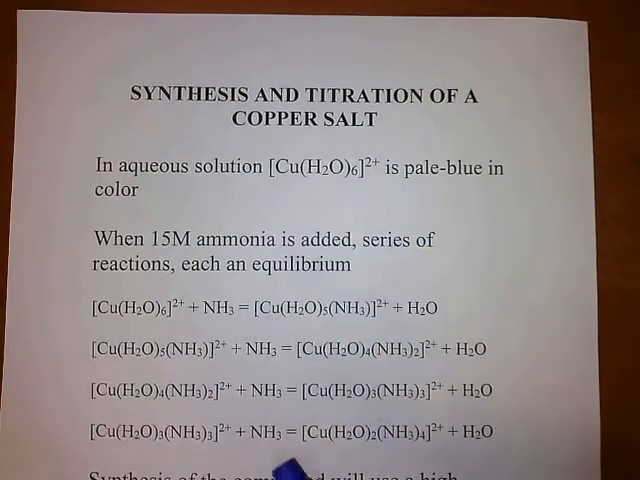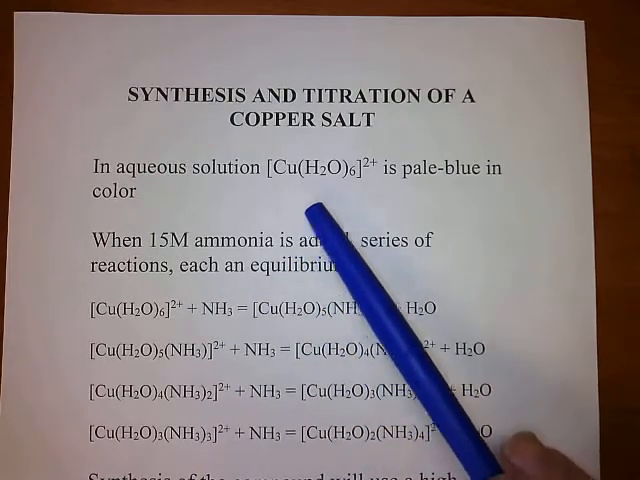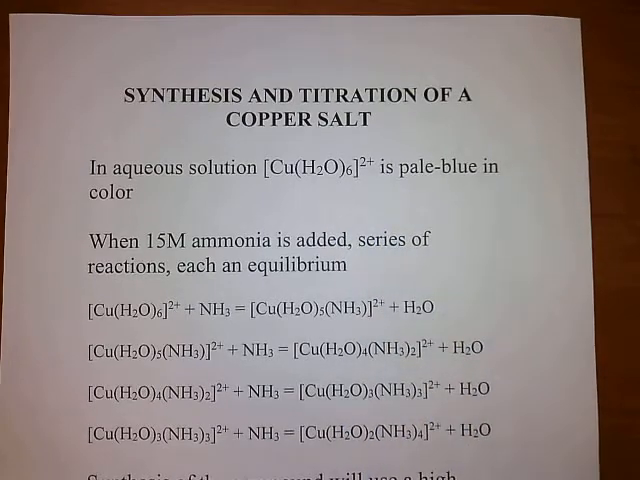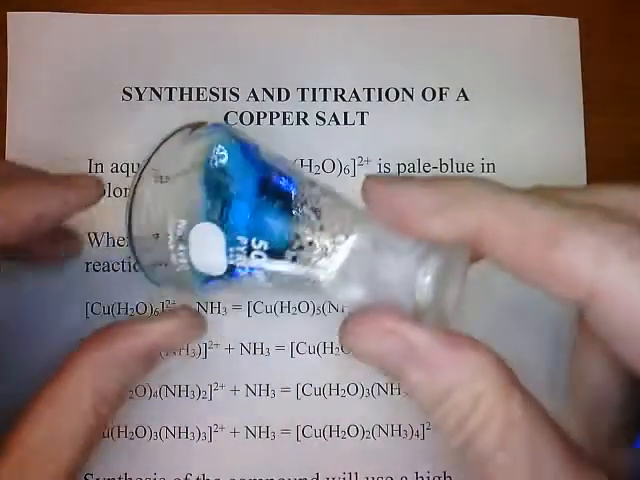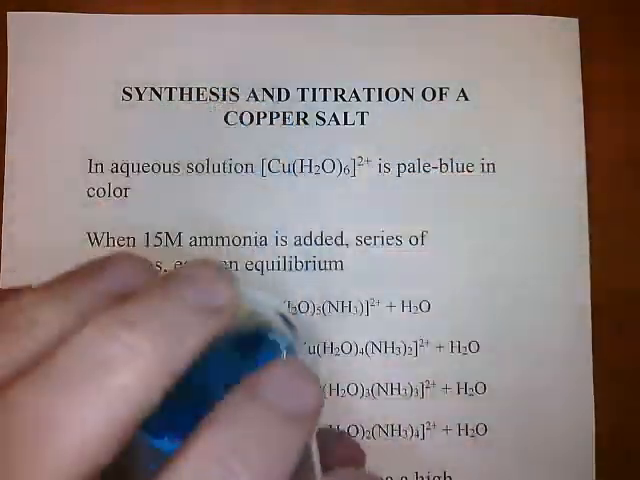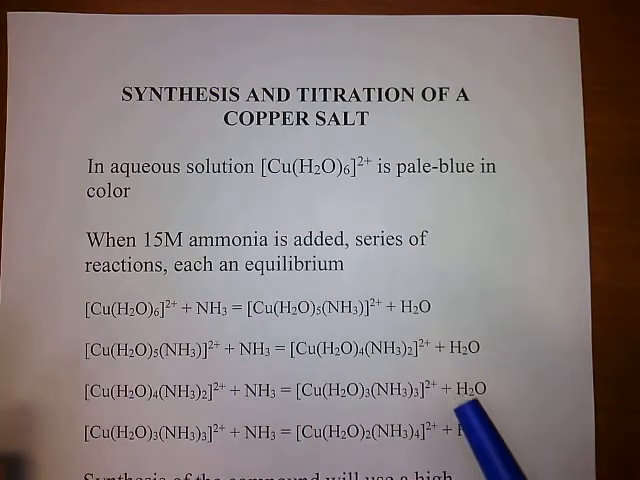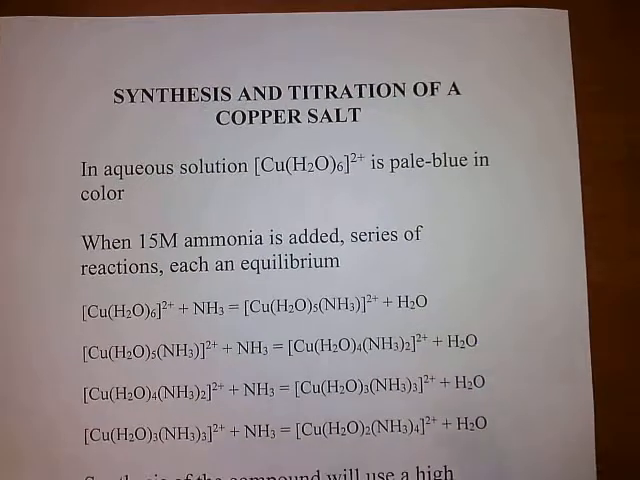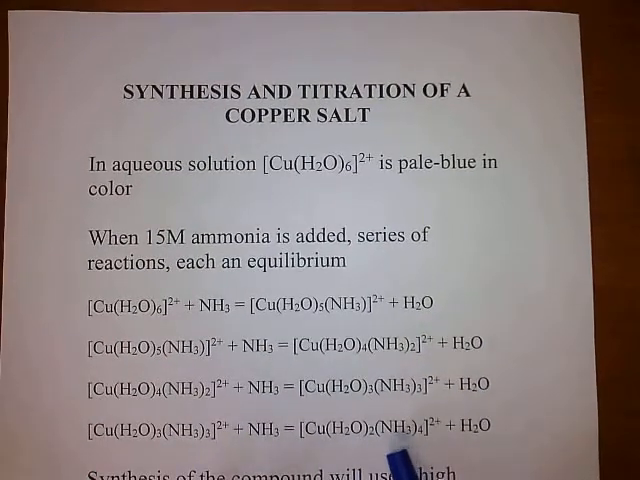Anytime you dissolve a copper salt in water, it's going to form the hexaaqua ion, which is pale blue in color. It looks like this. The solution that you're going to make in the lab initially looks something like this. When you add 15 molar ammonia, you begin a series of equilibrium steps. Ultimately the compound that we're going to produce is the tetraammine, but that doesn't happen all in one step. There's a series of steps, and each step is an equilibrium.